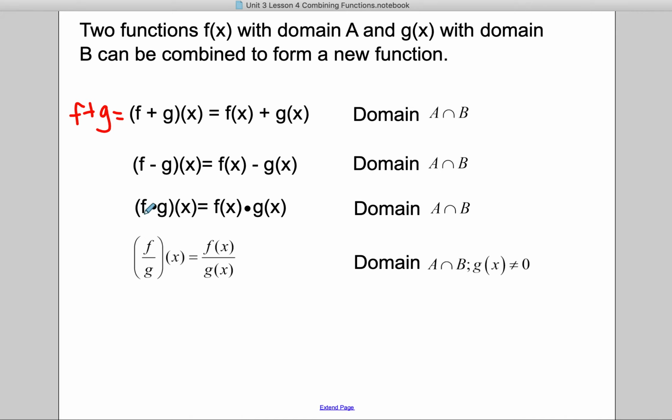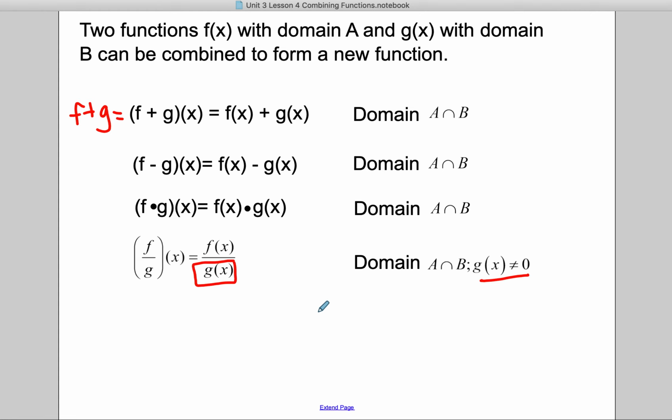This is telling you to multiply the two functions. And then lastly, it's saying to divide the two functions. Biggest thing with division is it says you can divide as long as g of x doesn't equal 0. Why can g of x not equal 0? Because if it equaled 0, you would be divided by 0 and you can't divide by 0.